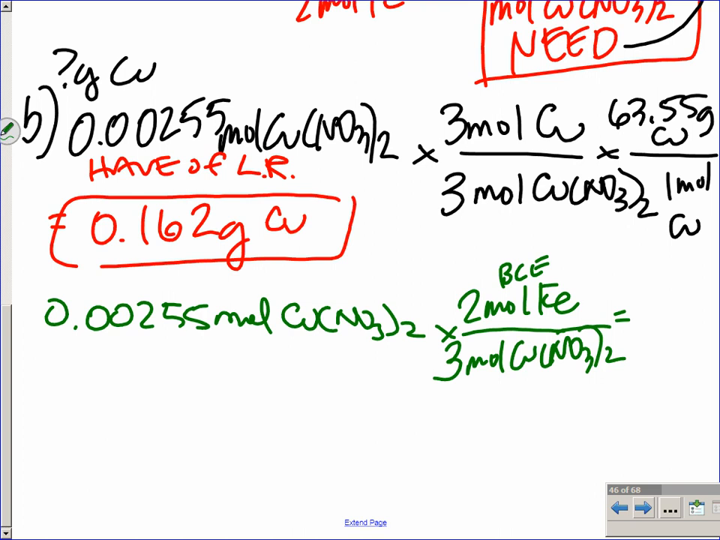Say again. Still can't get this to work. 2. So 0.0017 moles of iron.